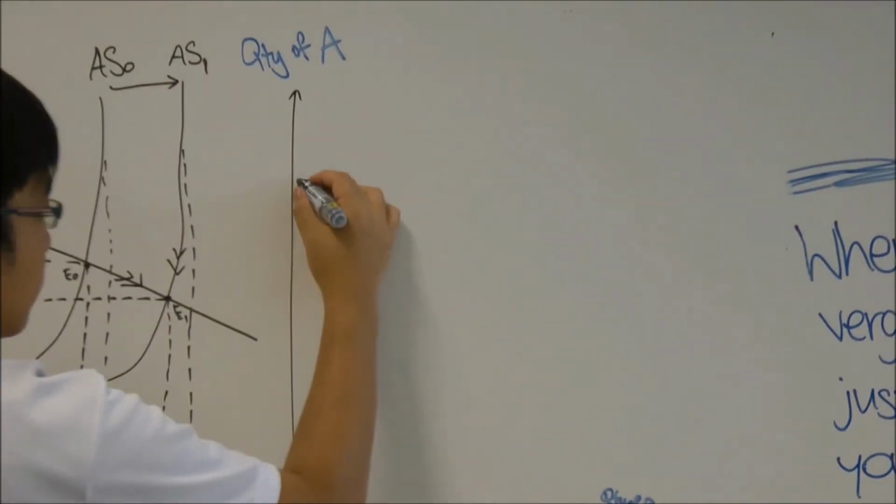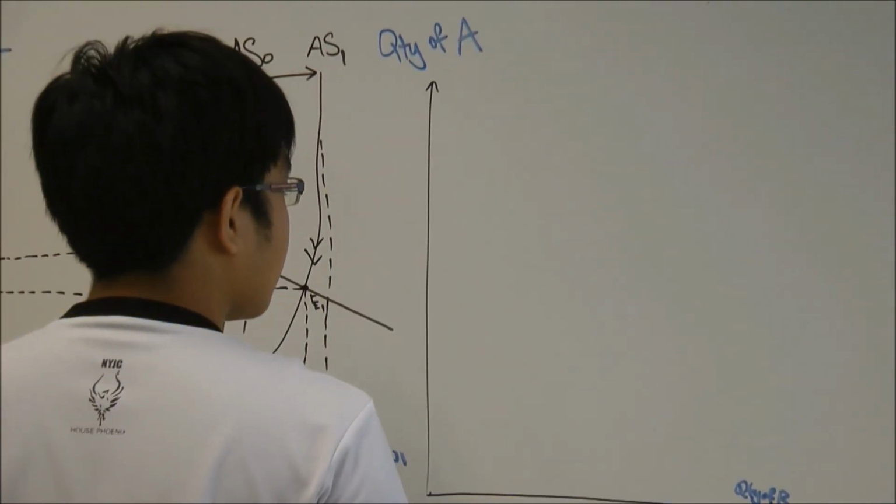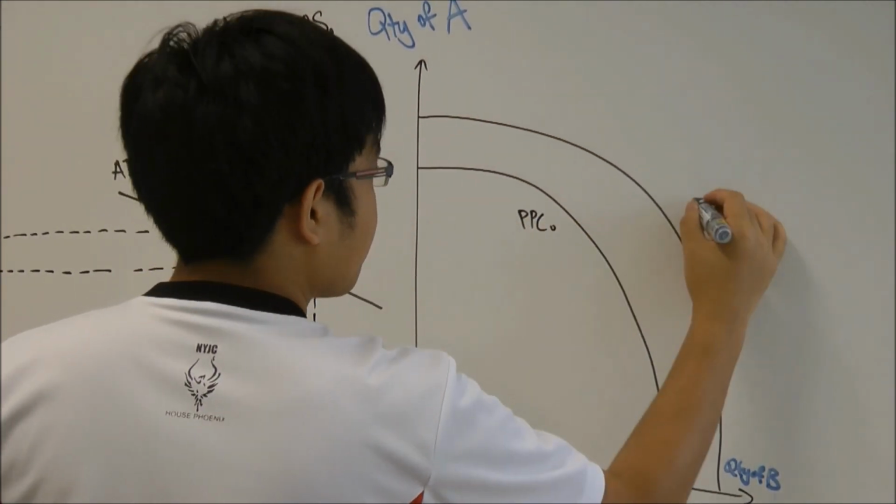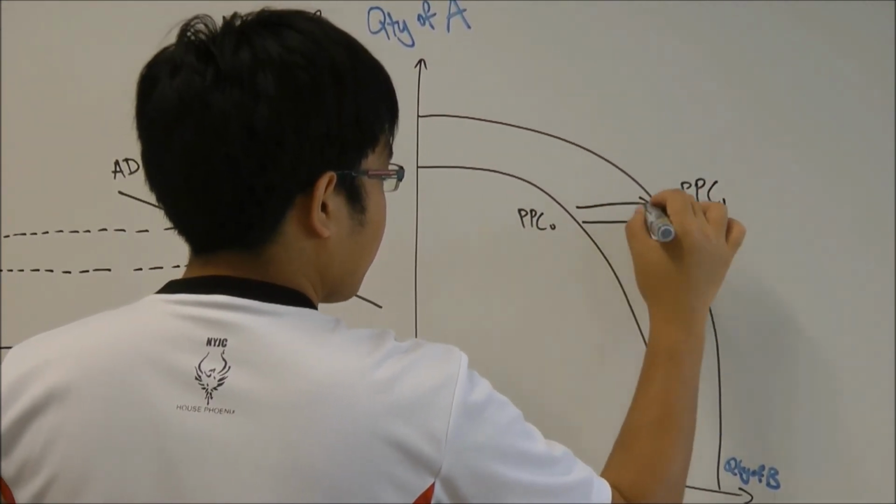We can also see that an increase in productive capacity will cause the production possibility curve to shift right, as this means more goods can be produced without incurring extra opportunity costs.